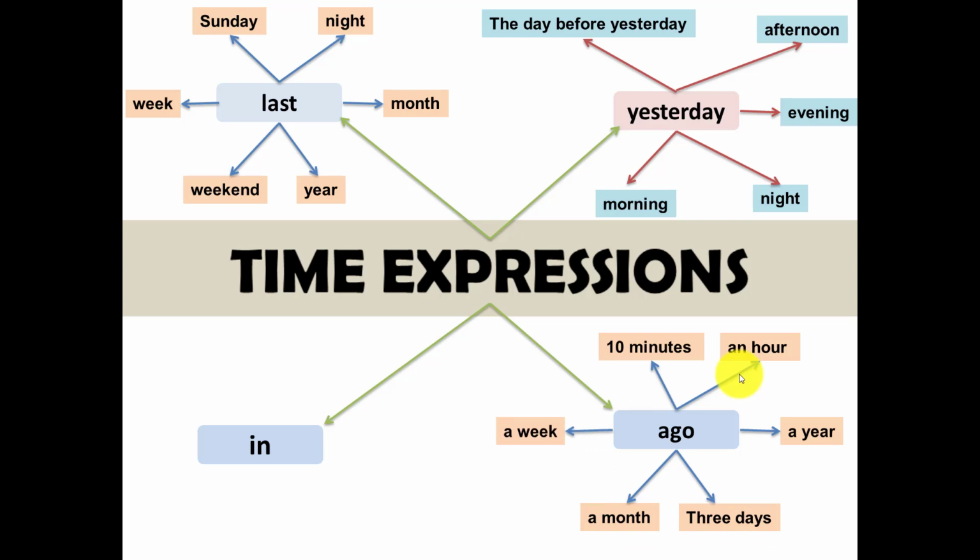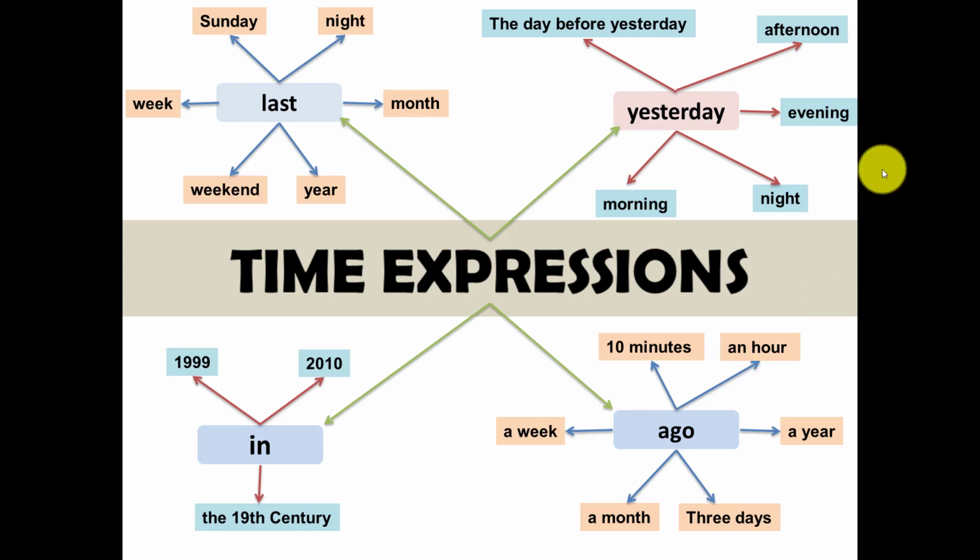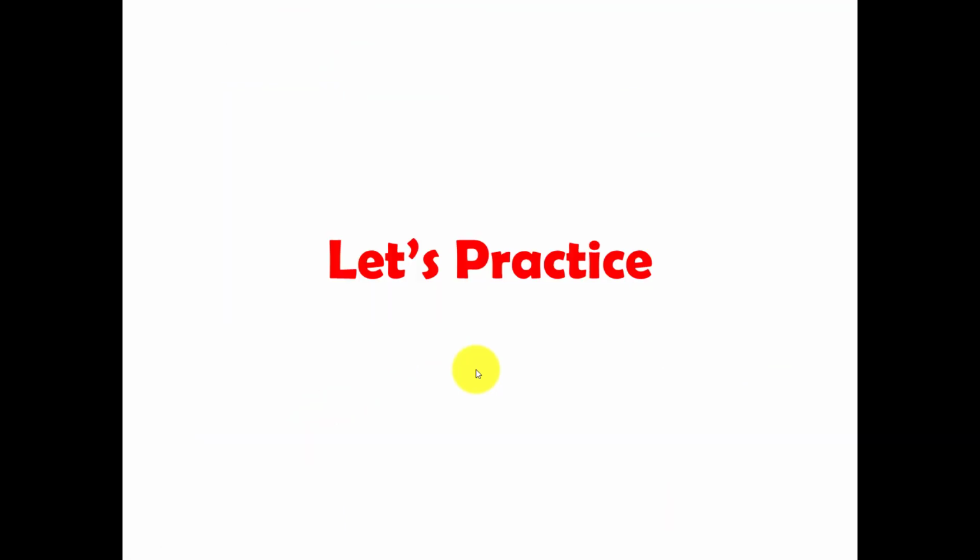Last one, for in. In is about past dates. For example, in 2010, in 1999, in the 19th century. So once you come across these expressions, you automatically need to put the verb in past simple form. Okay? I think we are done now explaining the lesson and it's time to practice.